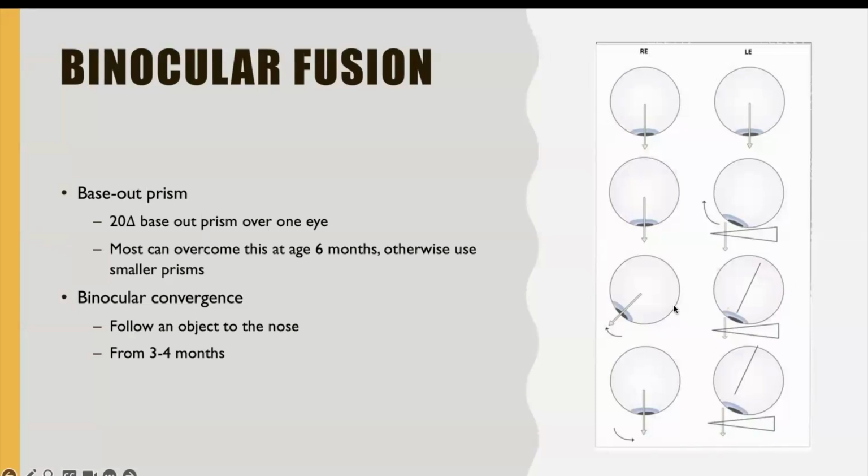And that's what will happen in the normal eye. Most can overcome a 20 diopter base out prism, but sometimes you may need to use smaller prisms for patients with lower fusion ranges, and that can give you an understanding of how much fusion a patient has.